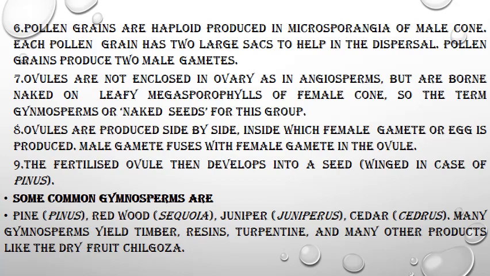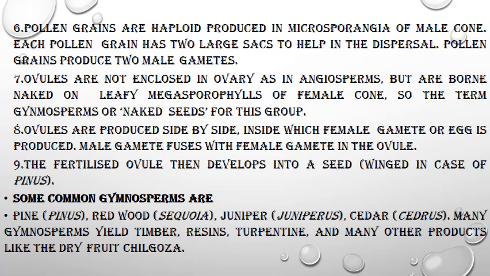Ovules are not enclosed in an ovary, as in angiosperms, but are borne naked on leafy megasporophylls of the female cone. So the term gymnosperm, or naked seeds, for this group. Ovules are produced side by side, inside which the female gamete or egg is produced. The male gamete fuses with the female gamete in the ovule. The fertilized ovule then develops into a seed, winged in case of pinus. If it is pinus, you must have seen that its seeds have wings.